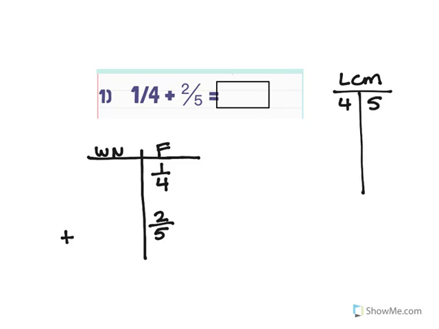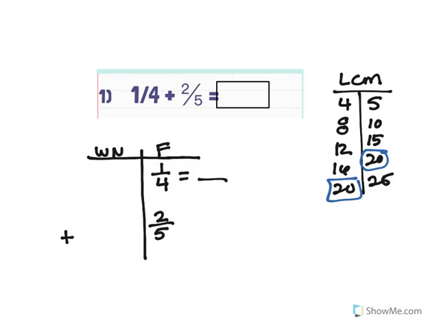When I skip count by 4, I get 4, 8, 12, 16, 20. When I skip count by 5, 5, 10, 15, 20, 25. I can see my LCM is 20. So we're going to convert both our fractions to equivalent fractions so they have a common denominator.